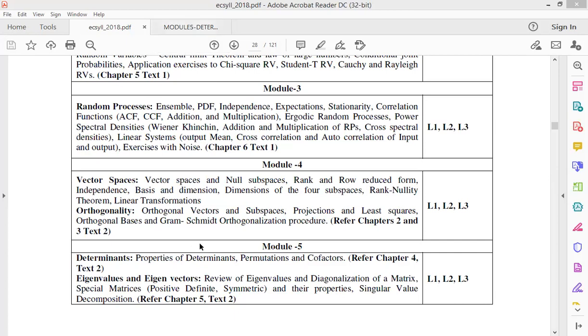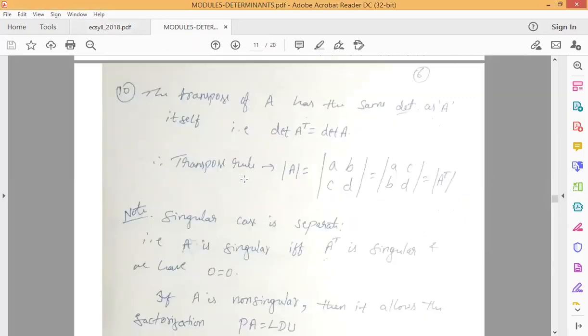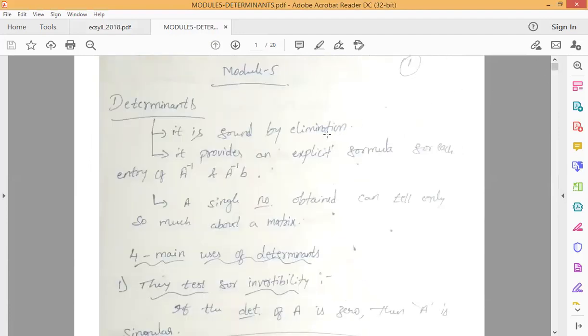Now coming back, we are going to discuss module 5, where determinants is the first topic. In order to start with the determinants, first let us go with the basic definition of determinant. Your determinant is nothing but, as you know, a single value. When you solve, you are going to get a single value. Using that single value, you will be able to analyze so many things.